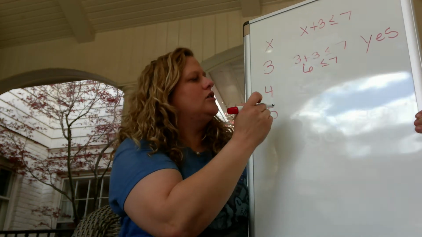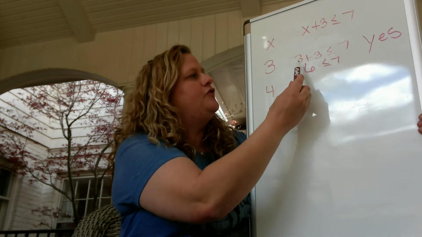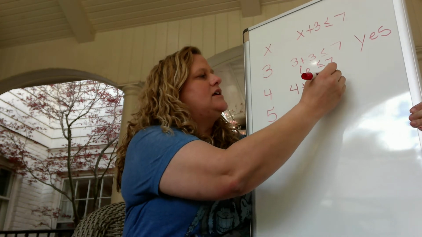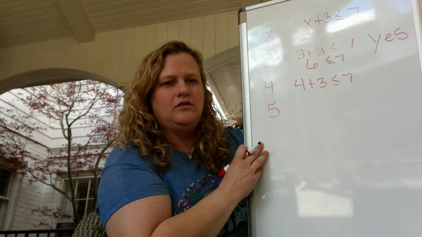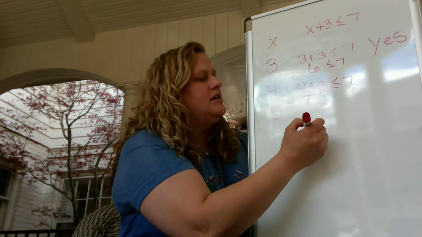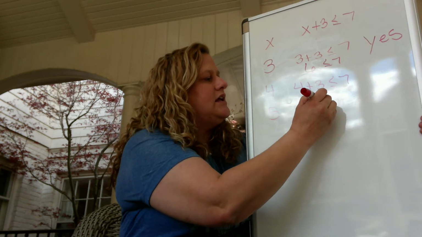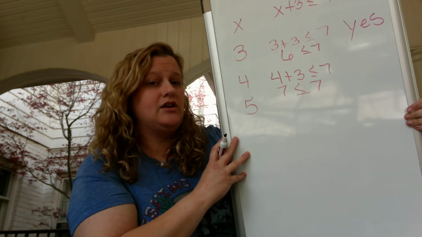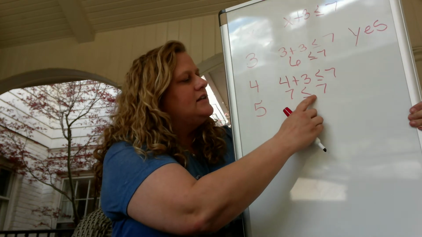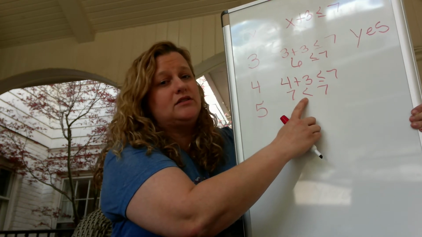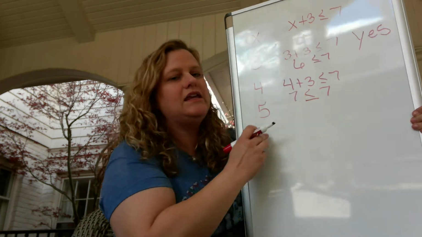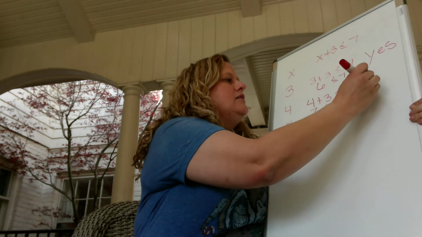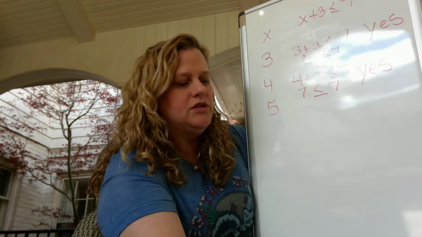Now let's take a look at 4. If I subbed 4 in for x, I'd have 4 plus 3 is less than or equal to 7. Well, 4 plus 3 is 7, and that's less than or equal to 7. So equal to there is an option. Now, if this just said 7 is less than 7, that would not be a solution. But because this has less than or equal to, that works.